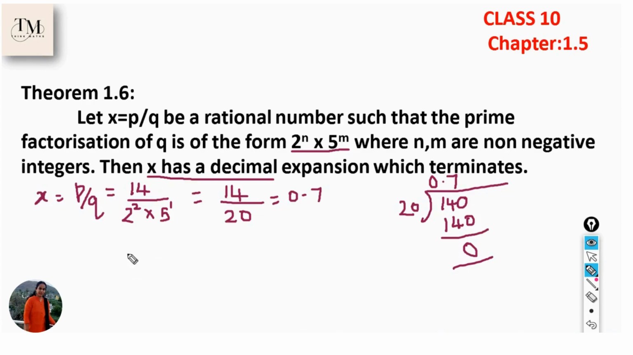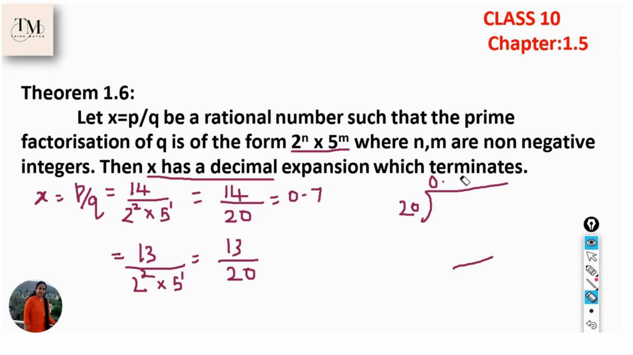Okay. Suppose I take another example, 13 by 2 power 2 into 5 power 1. The same way, let us divide 13 by 20, since 2 power 2 into 5 power 1 is 20. Let us check the answer. 13 is not divisible by 20, so I add one 0 here, and a point will be added here. So what happens? How many times does it go?